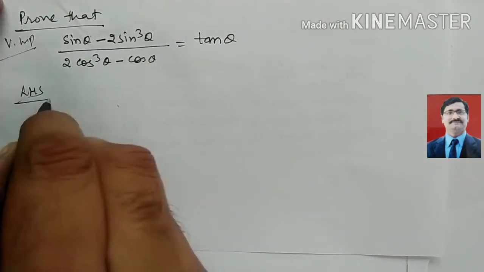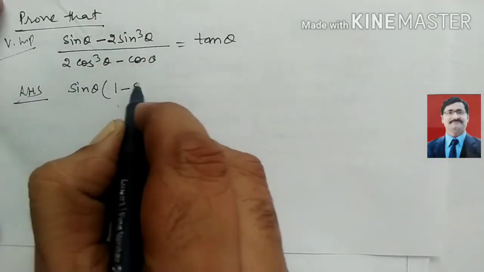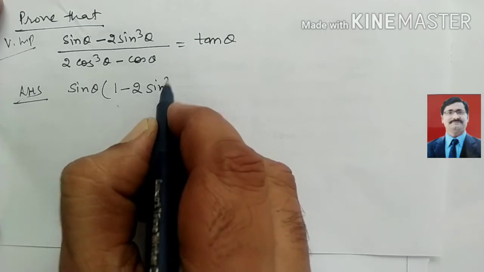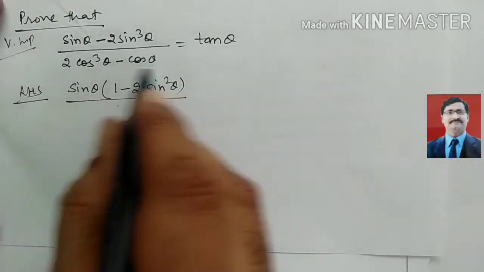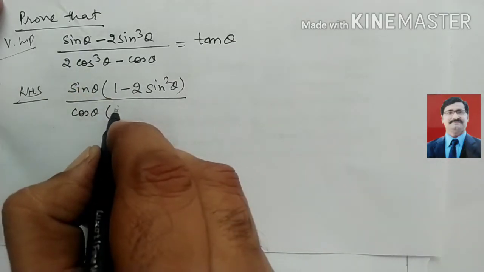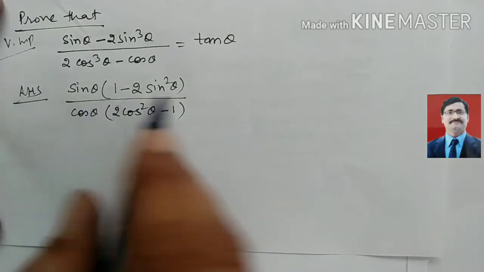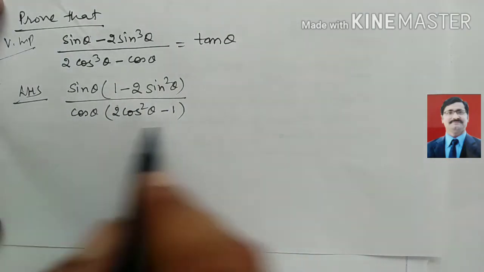On the left hand side, we take sin theta common in the numerator, so you get 1 minus 2 sin square theta. In the denominator, we take cos theta common, so you get 2 cos square theta minus 1. That means the numerator has sin theta common and the denominator has cos theta common.